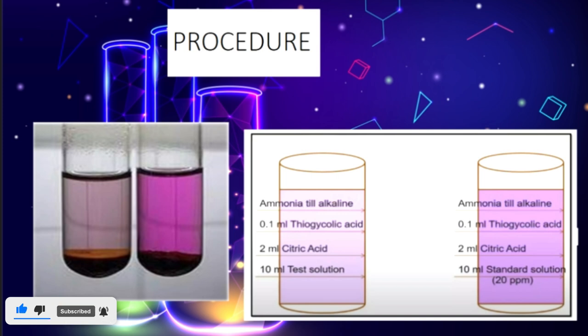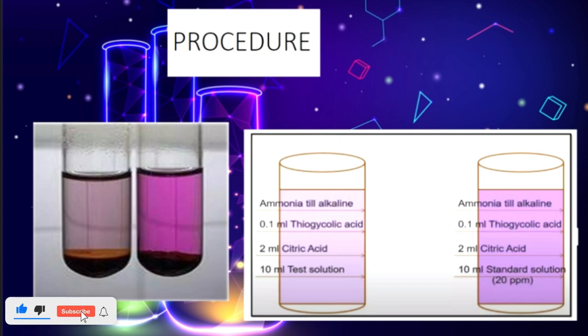So here also, first we add all the reagents, then we compare. At the same time we make the standard solution, we take 2 ml, and the same procedure is followed as for the test solution. Then here you should compare the intensity of the color between the standard and the test solution.